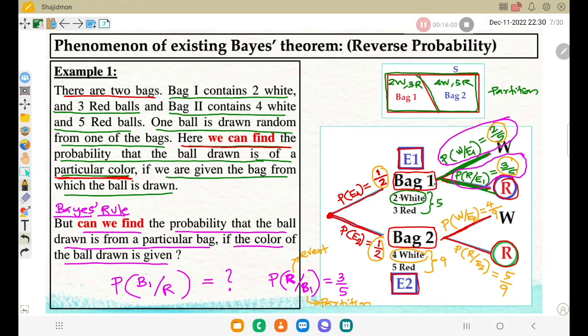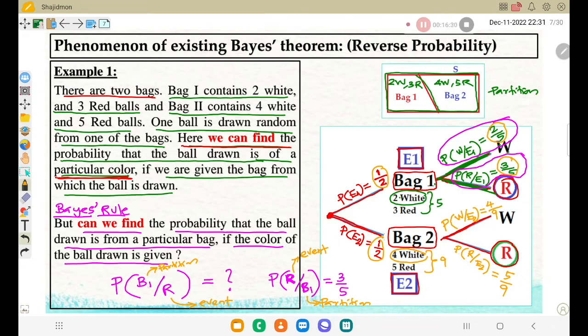But in Bayes theorem, what happened? The partition is coming on the top side, correct? The main event, the partition, comes on the top side, and the particular event comes on the downside in the probability. So both are conditional probability, but Bayes theorem is just a reverse conditional probability, reverse probabilities. That is the probability of B1, that means bag number 1, given that it is a red ball, correct?